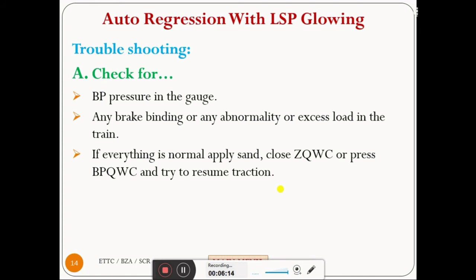If everything is normal, BP pressure is normal and there is no brake binding, and the load also is okay, then you have to apply sand and close ZQWC switch or press BPQWC push button switch, which helps to compensate or balance the difference of current on the QD connected branches, and you can try to resume traction.